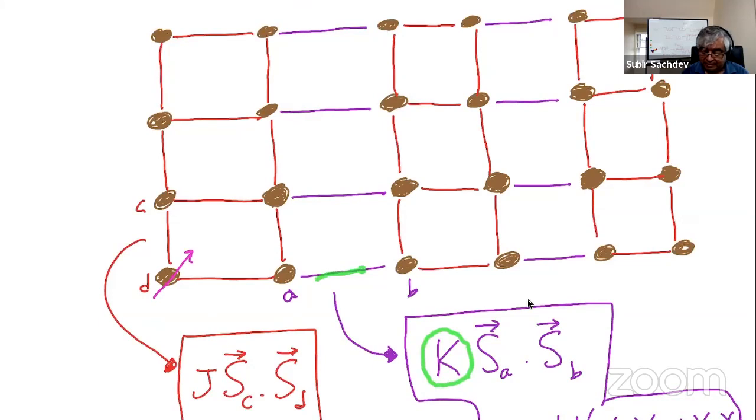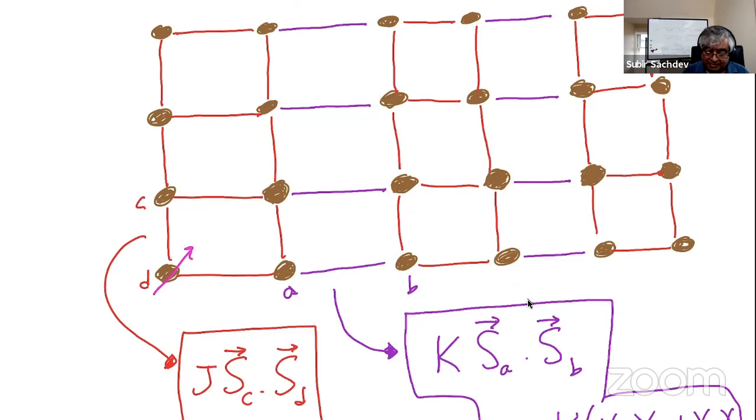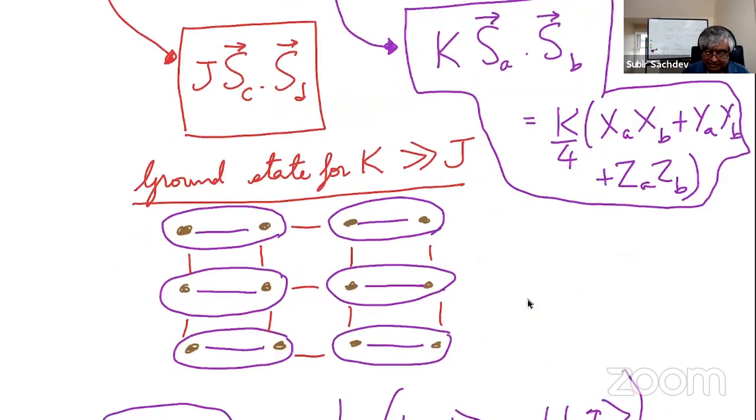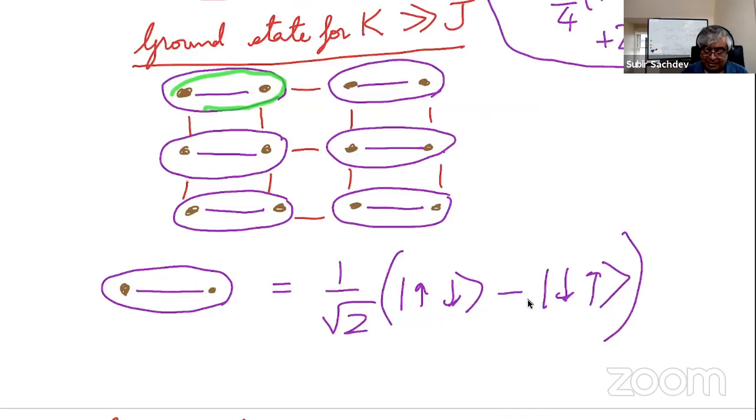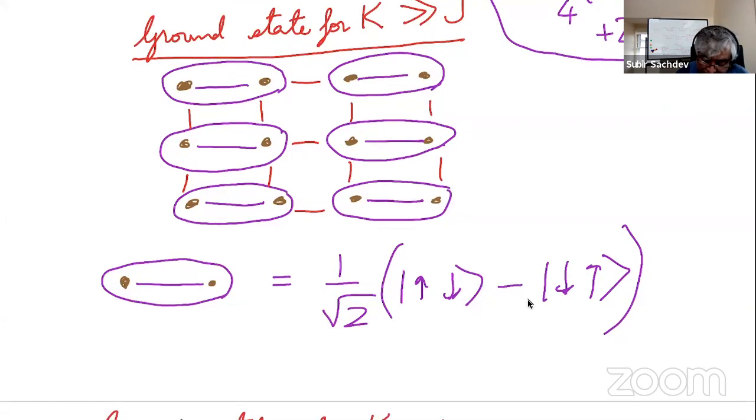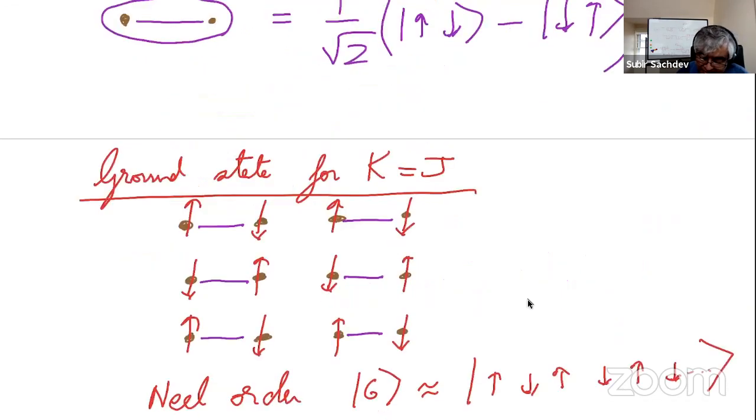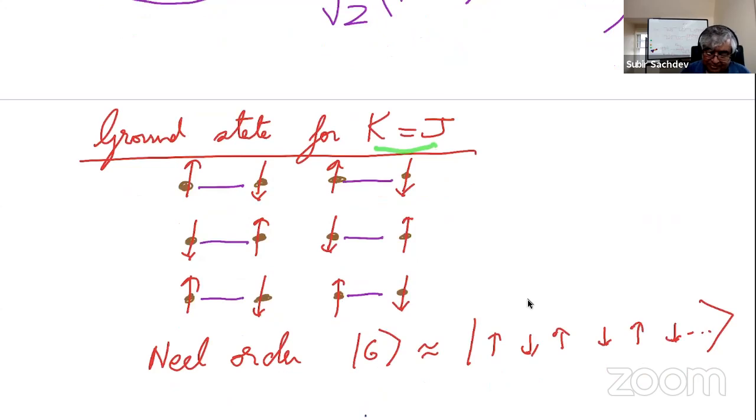Whenever I look at the purple line, the system just splits into dimers, pairs of spins coupled to each other. Now I know the ground state of that. The ground state is each pair of spins will form a singlet with its partner, up down minus down up, and that's the ground state. Okay, so that state is completely rotation invariant. Everything is a singlet.